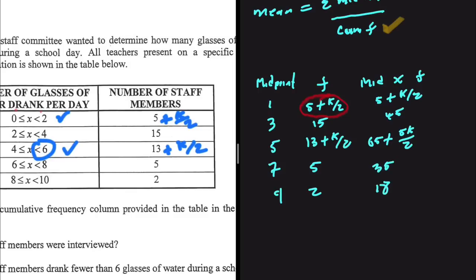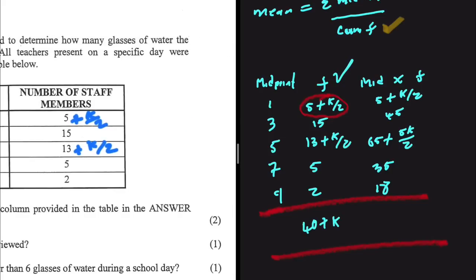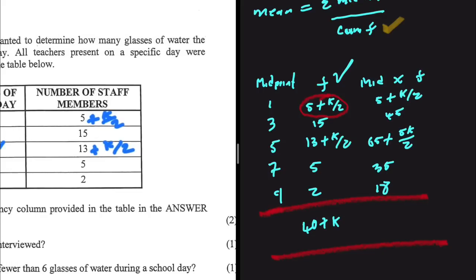And then the total. I have to find my totals now. For the total frequency, I know that the cumulative frequency was 40, right? So now I'm going to have 40 plus k, for the k teachers that were absent. That is quite easy to see. And then for midpoint multiplied by frequency, I need the total. I'm going to add up the numbers first. So I have 5 plus 45 plus 65 plus 35 plus 18, which is 168.